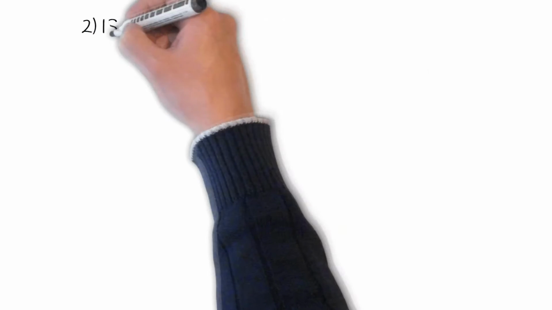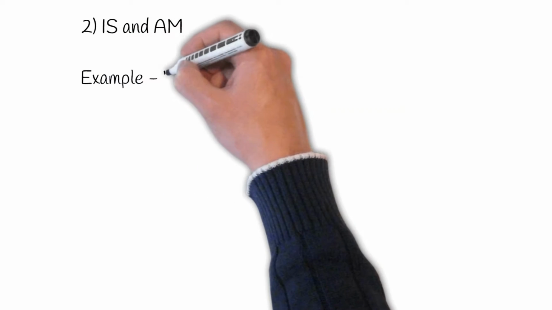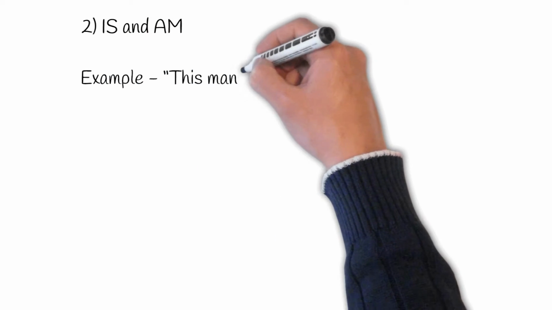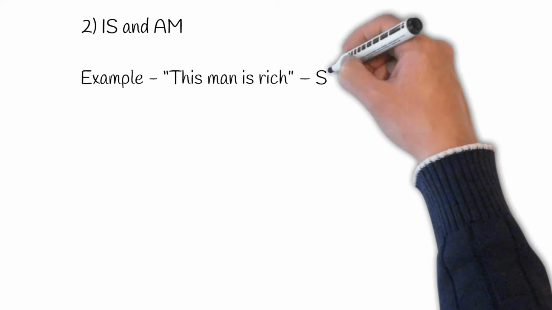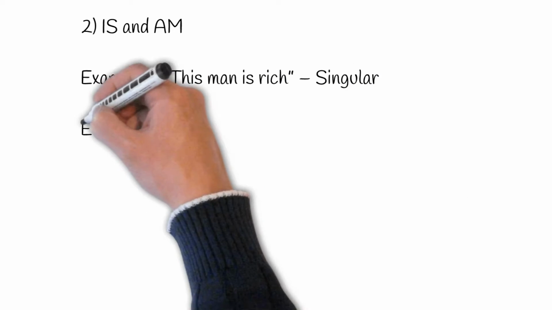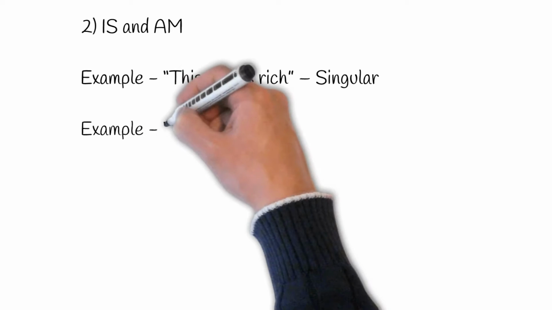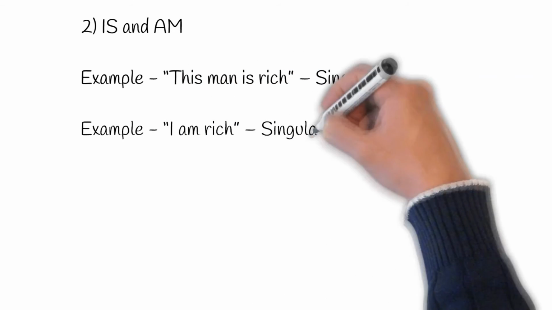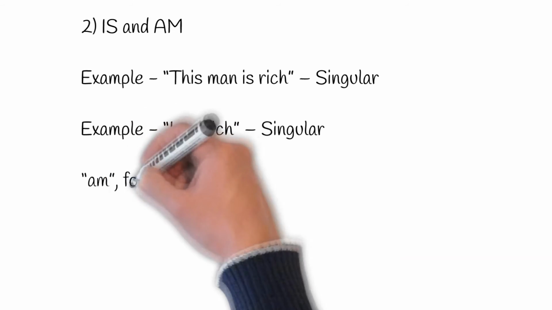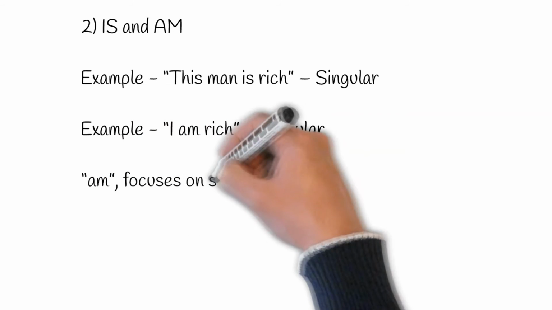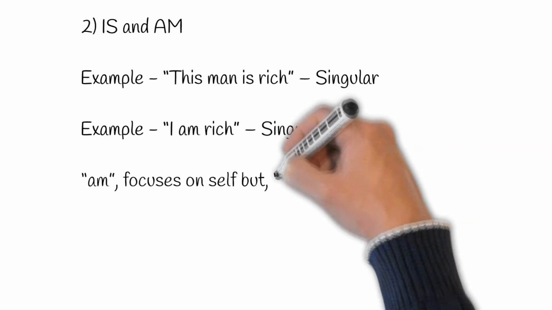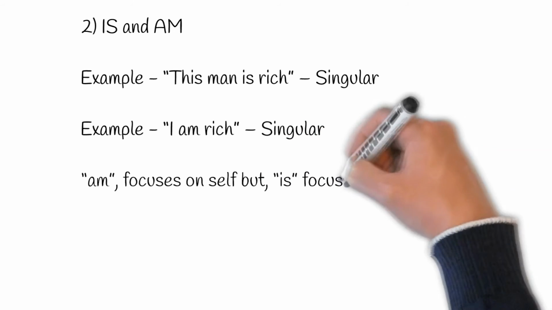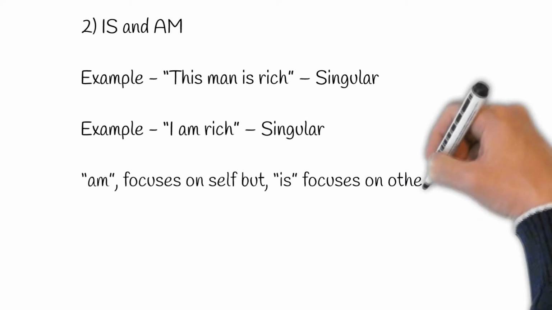Now let's look at the relationship between is and am. This man is rich is a case where we are talking about a singular object. I am rich is also a case where we are talking about a singular object. So you may ask, what is the difference between these two singular examples using is and am? The difference is we use the word am to refer to ourselves. However, when we want to talk about others, we use is.